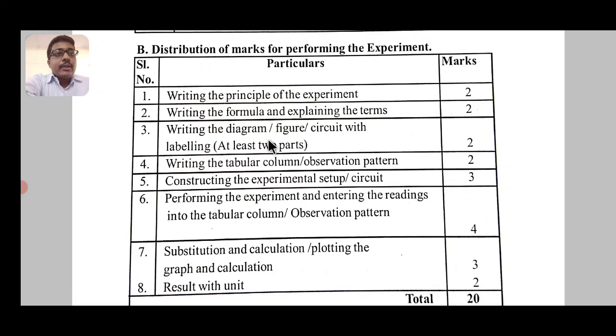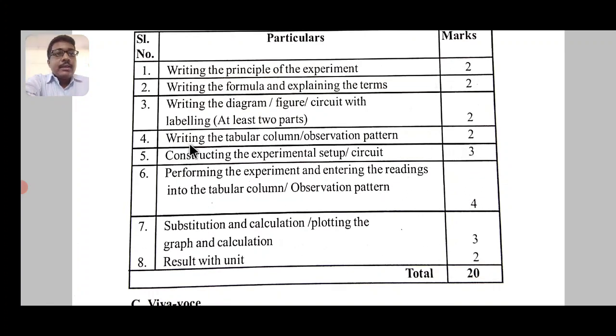Next, for drawing the diagram with labeling, now this is very important. The diagram may be a simple diagram of the apparatus, or it may be a circuit diagram, or it may be a ray diagram. Okay, so that diagram along with labeling carries 2 marks. Next thing is drawing the tabular column and writing the observations. Okay, so both of these together carry 2 marks. Next, the experimental setup. So how you build the circuit, how you do the connections, how you make the optical setup of the experiment. So this is a practical part.